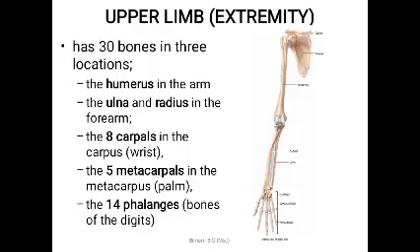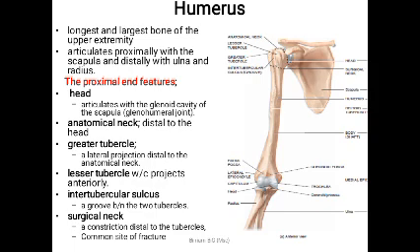The upper limb or extremity has 30 bones in 3 locations: the humerus in the arm, the ulna and the radius in the forearm, the 8 carpals in the carpus or wrist, the 5 metacarpals in the metacarpus or palm, and the 14 phalanges, the bones of the digits. The humerus, the longest and largest bone of the upper extremity, articulates proximally with the scapula and distally with the ulna and radius.